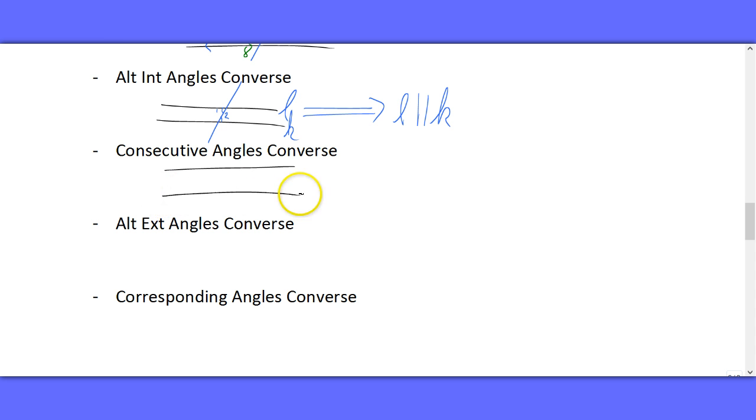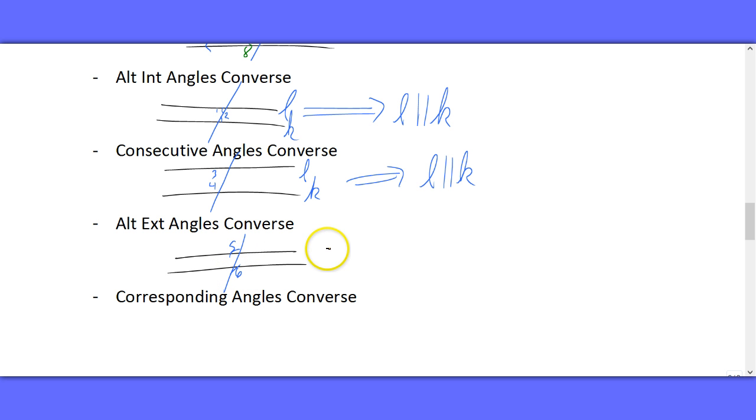Next, we have two lines, a transversal. Here's angles 3 and 4. If we know that angles 3 and 4 are supplementary to each other, so if we're able to prove that, so angle 3 and angle 4 are supplements, then what we could conclude is again that L is parallel to K. Next, alternate exterior angles converse. So if we can get angle 5 equal to angle 6, then what we can conclude once again is that L is parallel to K.